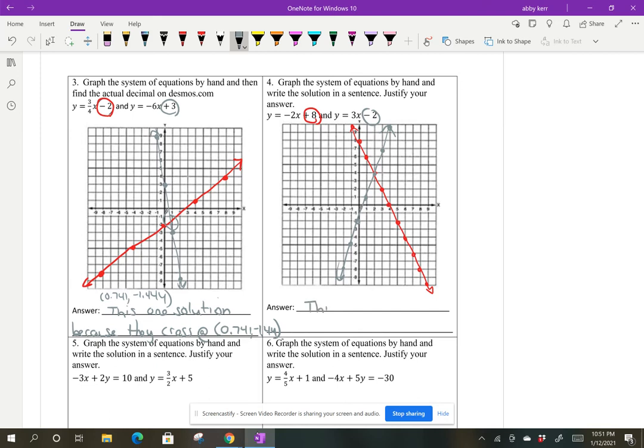So once again, this is one solution because they cross at 2, 4.